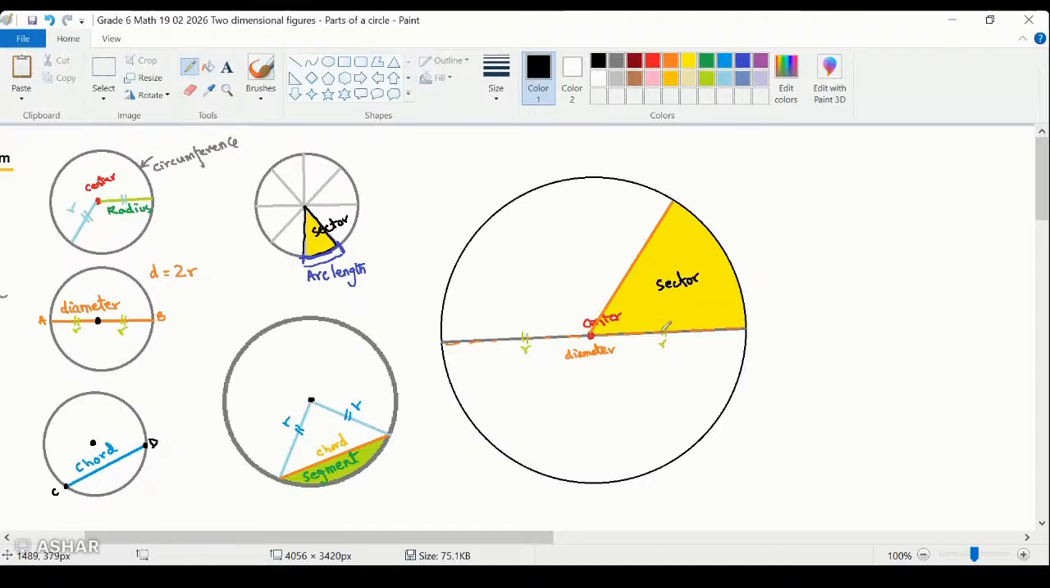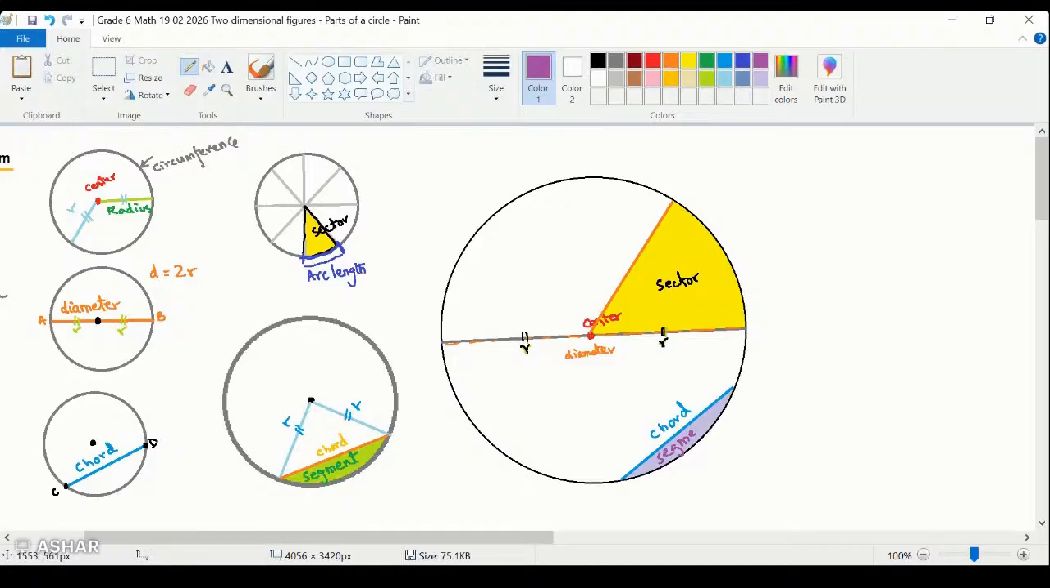Agreed? If this was the radius and the total length was the diameter, we can draw a chord. We can say if we have a line that touches the circle internally at 2 points, this was the chord. And this area enclosed inside the chord will be known as a segment.